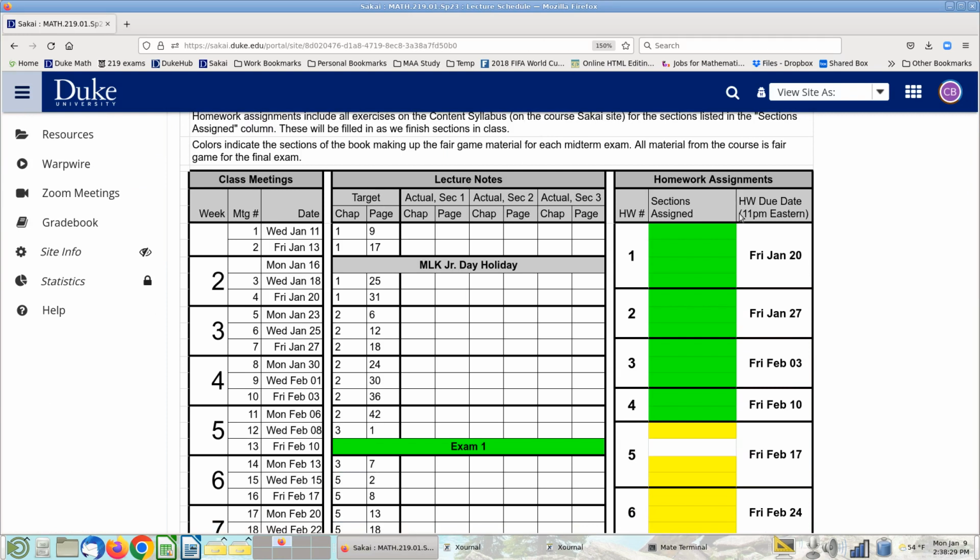Homeworks are all going to be due at 11 p.m. It's one of the nice things about having a system like Gradescope, they don't have to be due at class time, which is arbitrary and inconvenient. So always due at 11 p.m. Eastern Time, Durham time.